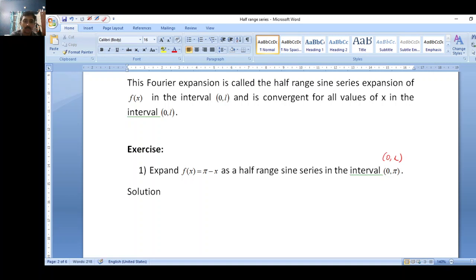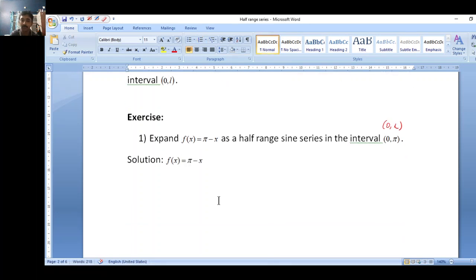So to begin with, as we can see here, f of x is defined to be pi minus x. We already are given with this, and now comparing the given interval with the general interval 0 comma L, we see that L turns out to be pi. I repeat once again, whether it is half range sine series or cosine series, the interval of consideration must be of the form 0 comma L. So very easily you can see that L is going to be pi.